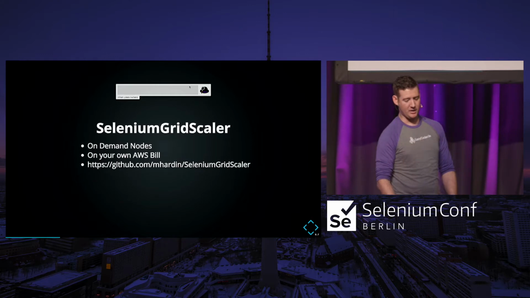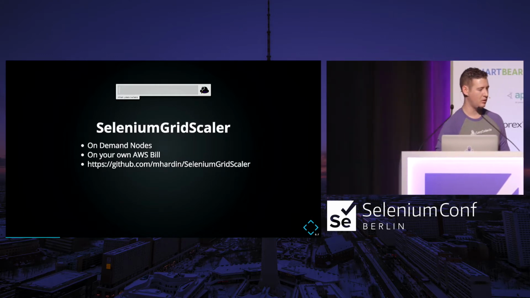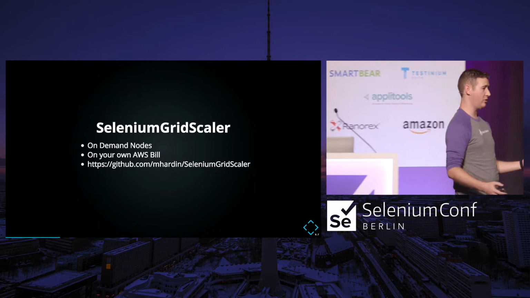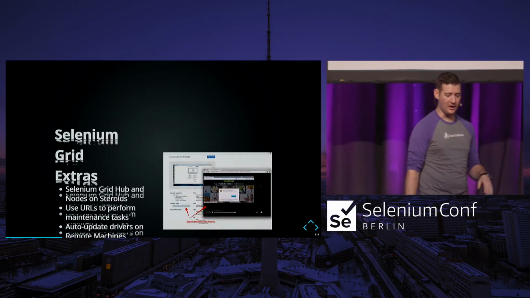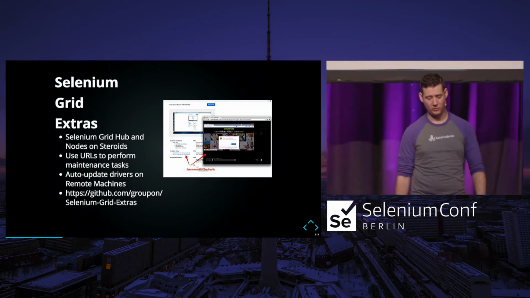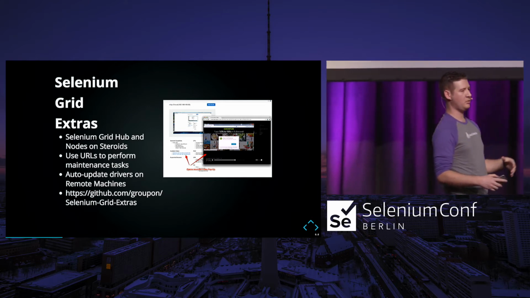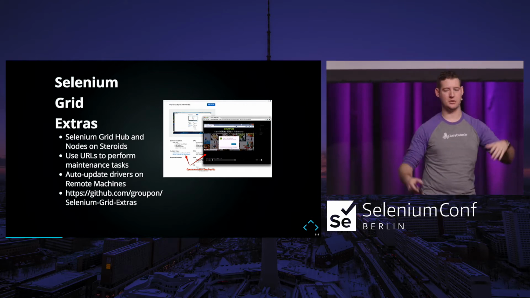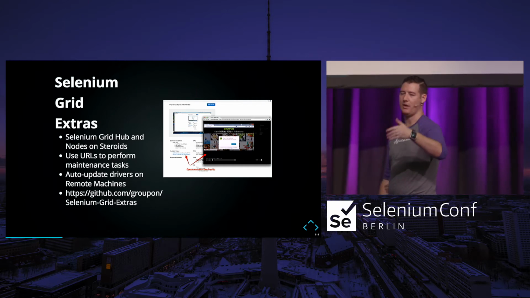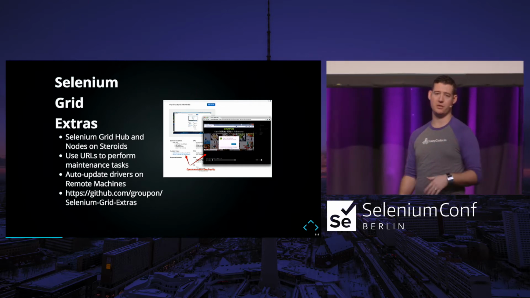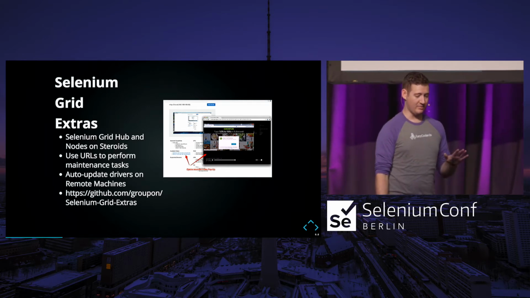I am not going to be talking about the Selenium Grid scaler, which allows you to run your own Selenium Grid on AWS and have it automatically spin up EC2 nodes. I am also not going to talk about the Selenium Grid Extras, which is a nice, pretty wrapper around the Selenium Grid servers, which are hub and nodes. It allows you to modify the URL to do maintenance tasks like update all the web drivers, update to new versions, restart the computer, and it'll automatically log in for you. I'm not talking about any of that.